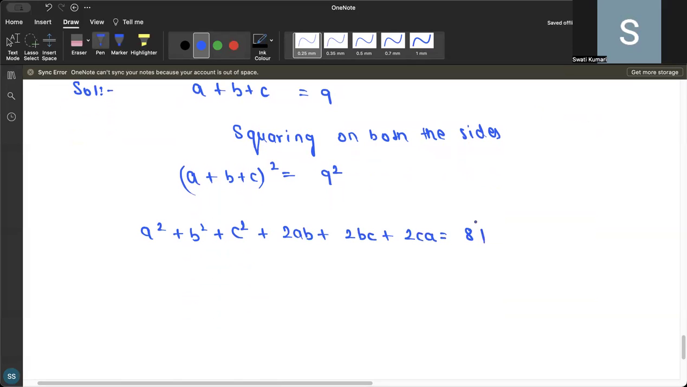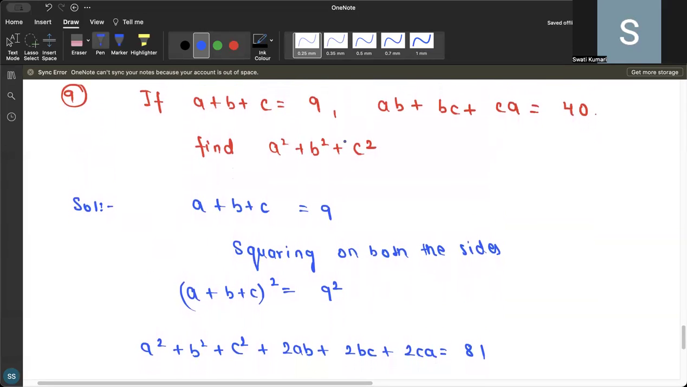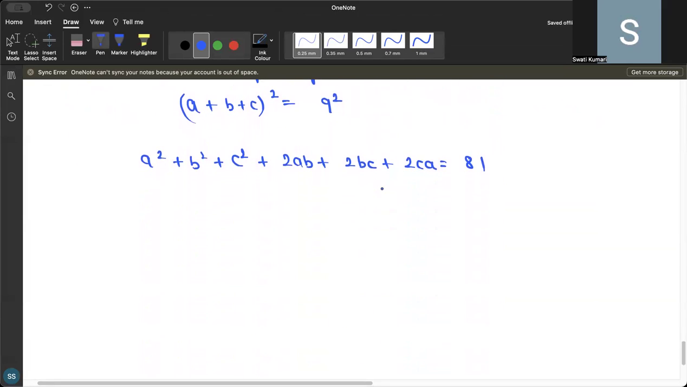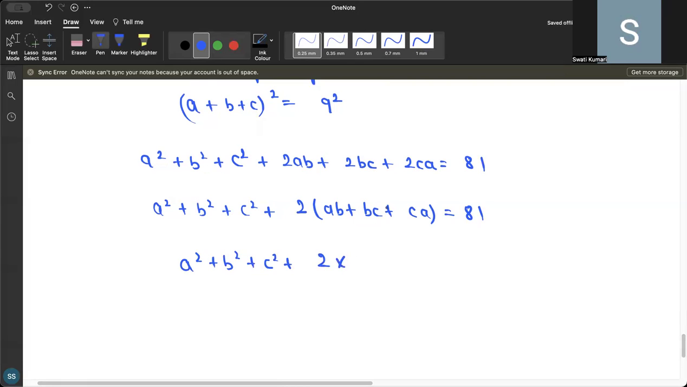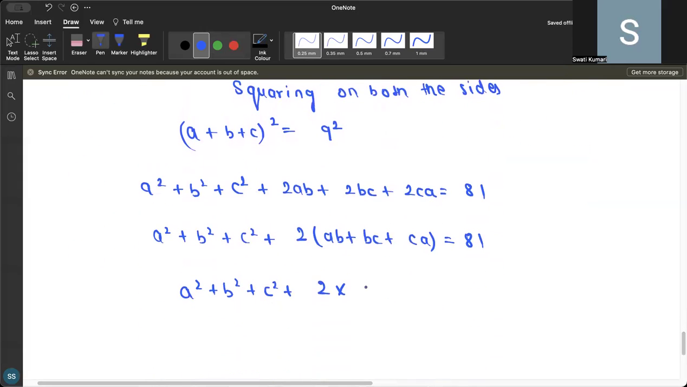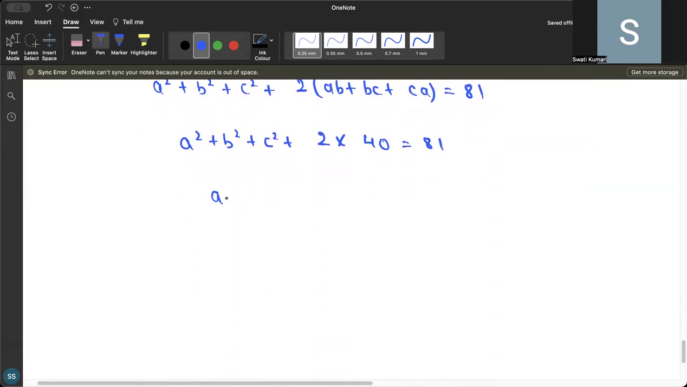A square plus b square plus c square plus 2ab plus 2bc plus 2ca equals 81. Here we have to find out this one, right? This part is given, 40. So we can easily find out this. We can write down a square plus b square plus c square plus 2, if I take common, we are left with ab plus bc plus ca equals 81. We are given 40, so 2 times 40 equals 81. So this will be a square plus b square plus c square plus 80 equals 81.